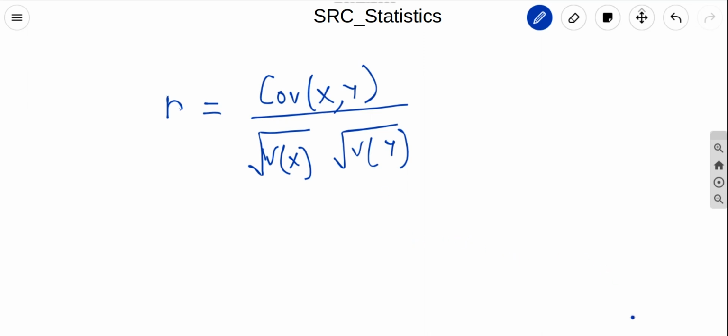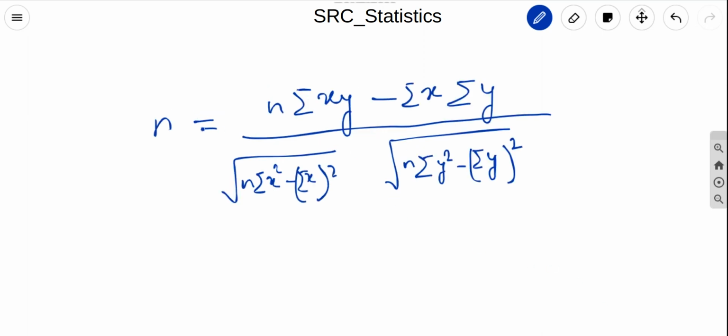There is another formula for correlation coefficient which is given by r equal to n into summation xy minus summation x into summation y divided by square root of n summation x square minus summation x whole thing square, multiplied by square root of n summation y square minus summation y whole thing square. We shall use this formula to find out the correlation coefficient.